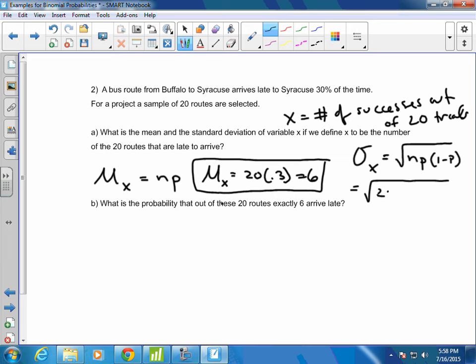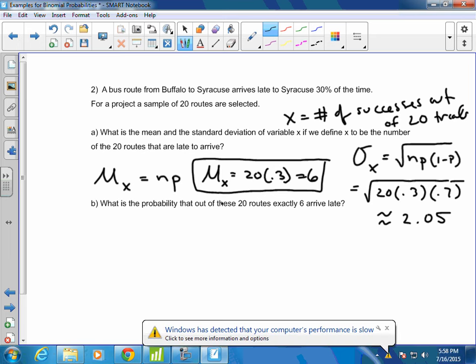Here, that would mean 20 times 0.3 times 0.7. And if we punch that up and give an approximation here, that comes out to approximately 2.05. Meaning if you observe these 20 roots at a time, you get a mean value of 6, but a standard deviation of 2. So, reasonably 4 lates or 8 lates, maybe even more than that on occasion. But anyway, that's the mean and the standard deviation of your binomial variable.